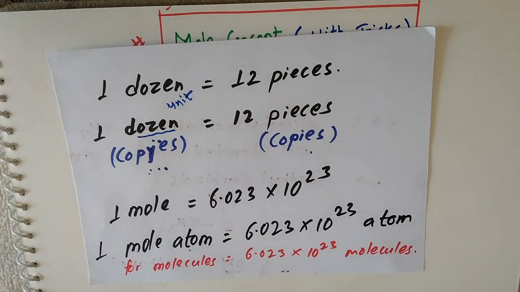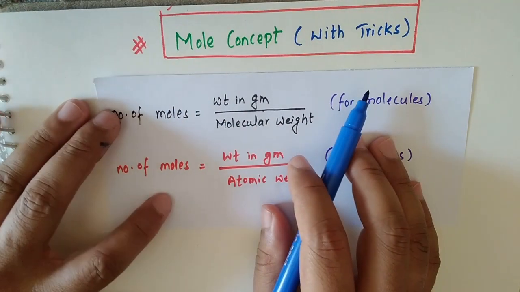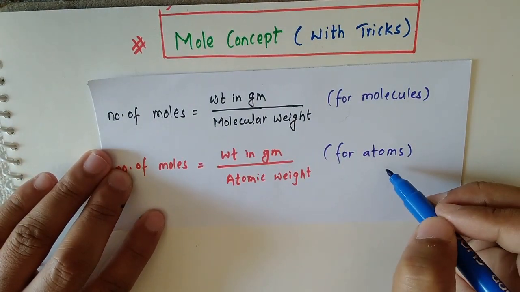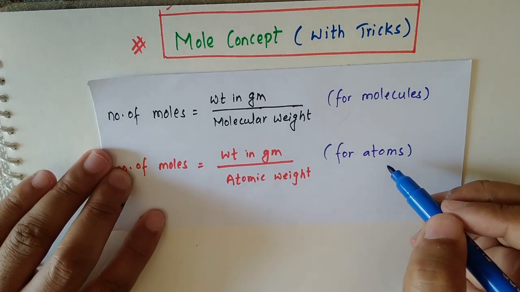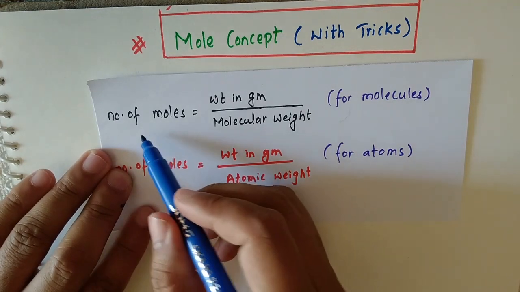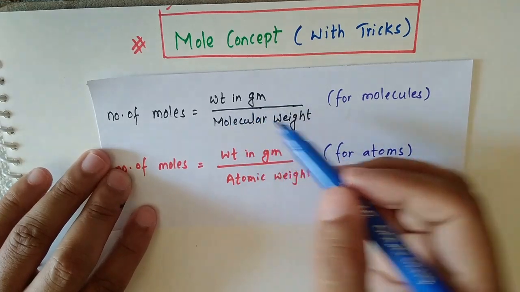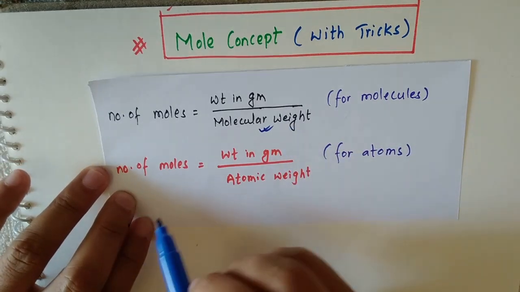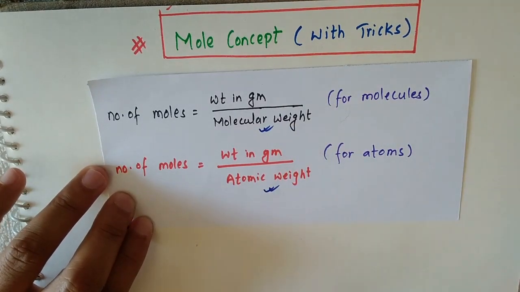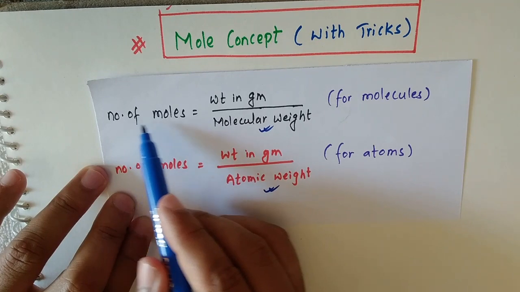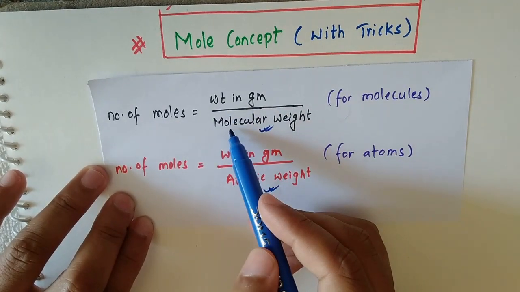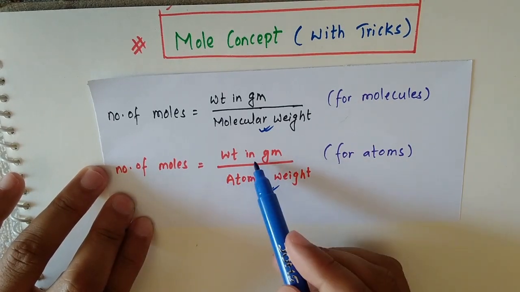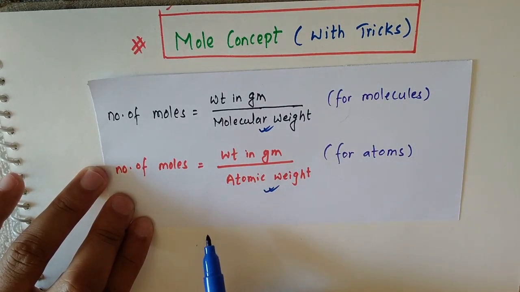Let us study the number of moles. Number of moles for molecules or atoms in terms of gram, in terms of weight: number of moles equals weight in gram divided by molecular weight for molecules, and number of moles equals weight in gram divided by atomic weight for atoms.